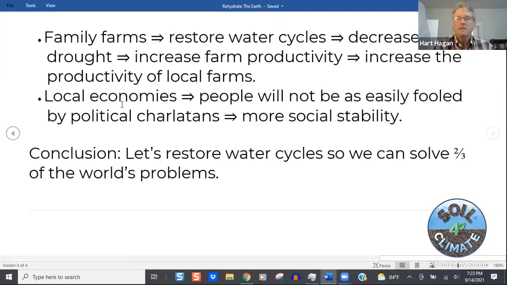If we have strong farm economies, if we restore water cycles, restore local ecosystems, increase farm productivity, increase the vim and vigor of local economies, then people will begin to take control of their own fate and be much less easily fooled by political charlatans, and then we will have more social stability. So in conclusion, let's restore our water cycles so we can solve two thirds of the world's problems.